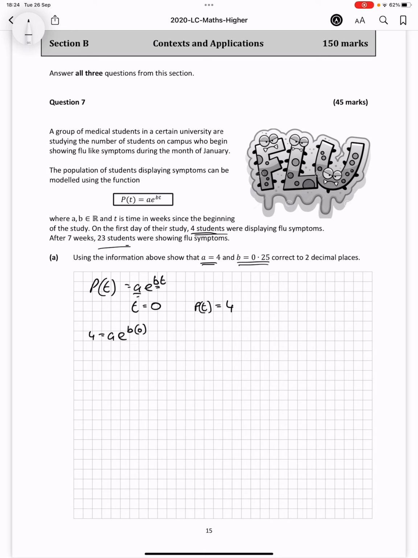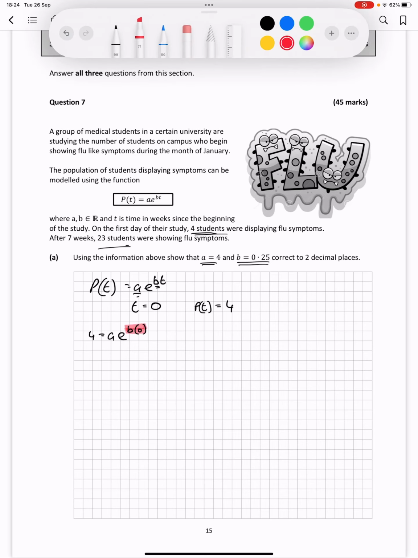So first thing is, well, b times 0 is just 0. So it's going to be 4 is equal to A e to the power of 0. And then we know anything to the power of 0 is just 1. So 4 is equal to A times 1. So A is equal to 4. So that's done really quickly, and that's as quick as you're going to do that every time you see one of these questions. They're lovely.